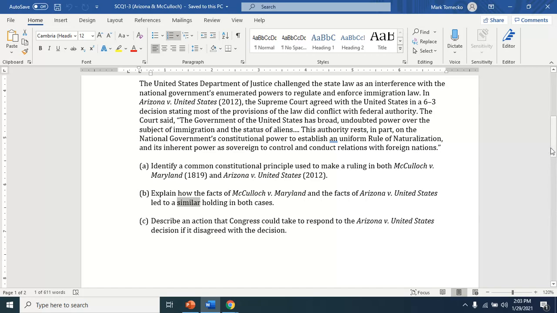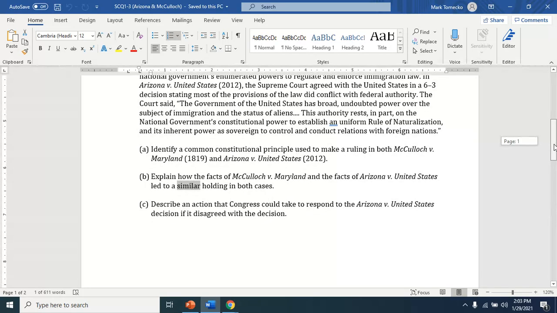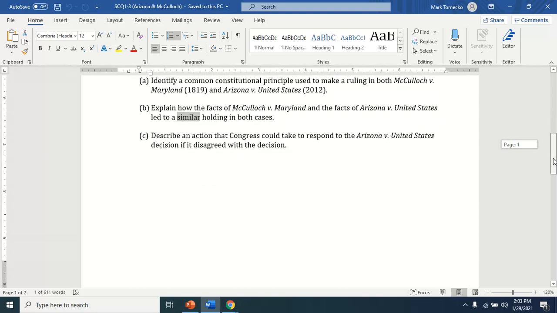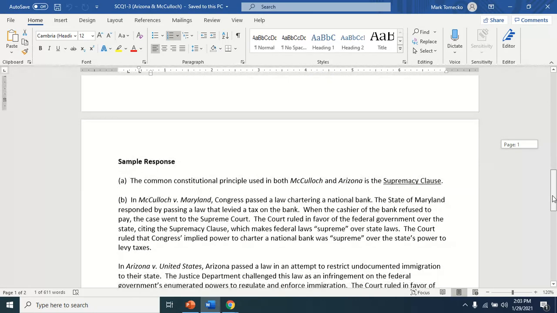And then finally, Part C, describe an action Congress could take to respond to the Arizona decision if it disagreed with it. Okay, and that's that example I gave you earlier. Let me show you how to set up this response.